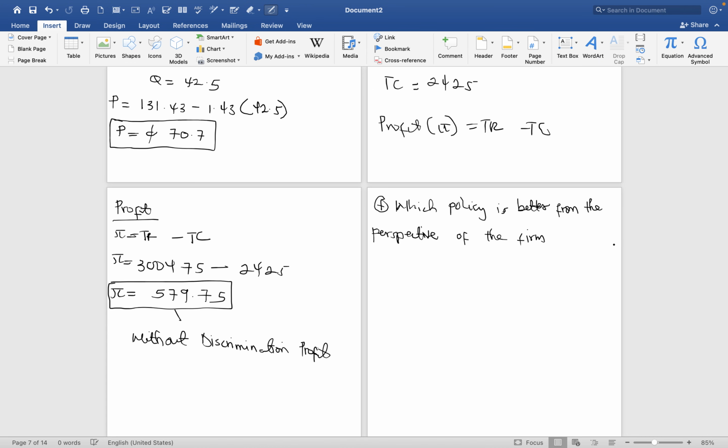So which policy? They want to know whether they should pick price discrimination or without discrimination. So without discrimination.